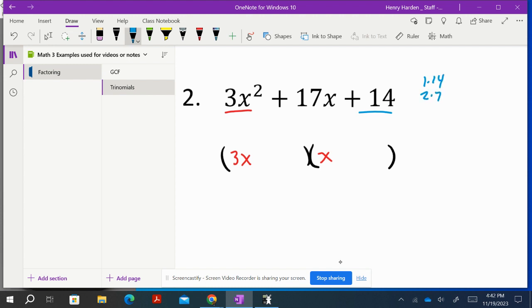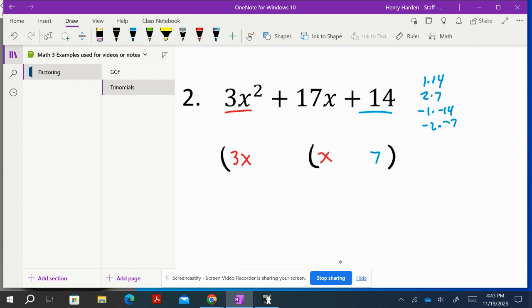Now, technically, I could do negative 1 and negative 14. So something you do have to remember is that when you're multiplying, two negatives do make a positive. So that's a possibility. But because this is adding to 17, it's not going to be the negative ones in this case. All right, so I'm trying to get to 17. So if I try a 7 and a 2, if I just do this in my head, that's going to give me 21 and 2, which is not going to work.